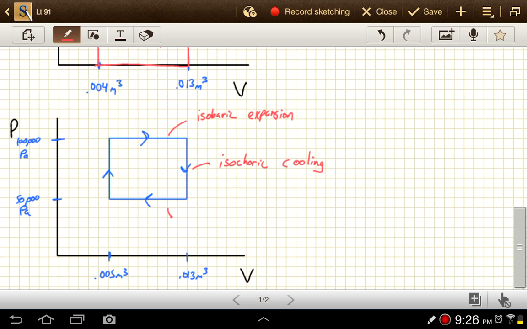And then here this would be constant pressure, so isobaric. And instead of expansion, we have compression. And then this must be isochoric. If pressure is going up, temperature must be going up, so this would be isochoric heating. Alright, so four processes that are strung together in a row, and let's just see what our total amount of work is for this process.